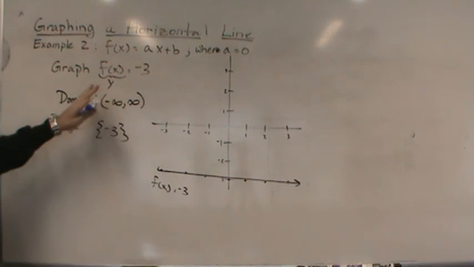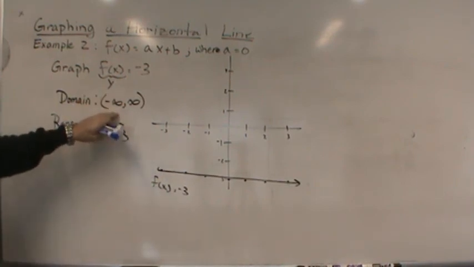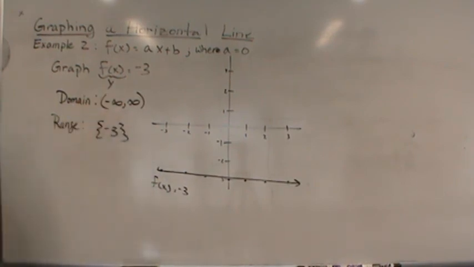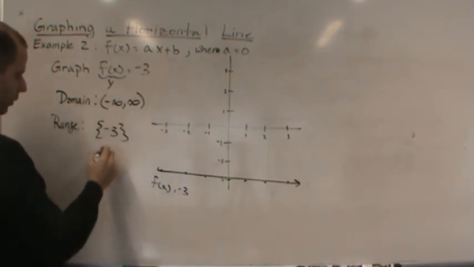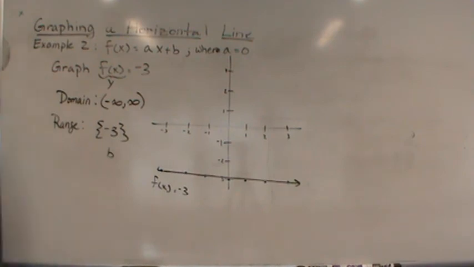So in this case here, for horizontal lines, the domain is going to be all real numbers, and the range is just going to be the b value. It's just going to be one value. In this case, it's -3. That's it.